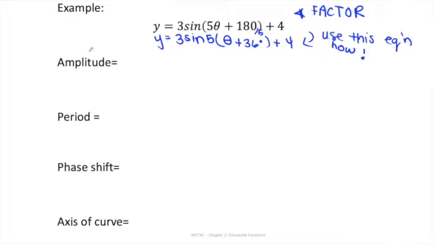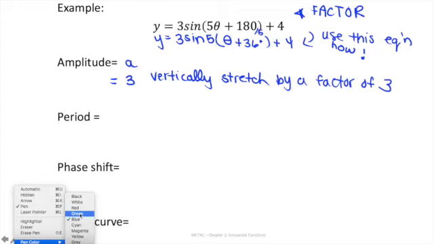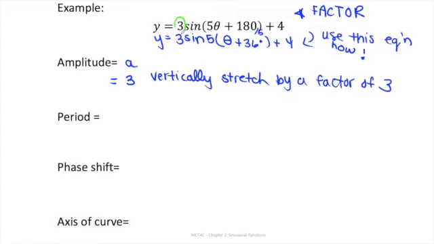So some things that are really easy. Your amplitude is your A factor. Your A is equal to 3 in this question, so you know that you're going to vertically stretch by a factor of 3 for this, because it's out front of your equation here. It is just going to be that value, and that is your amplitude.